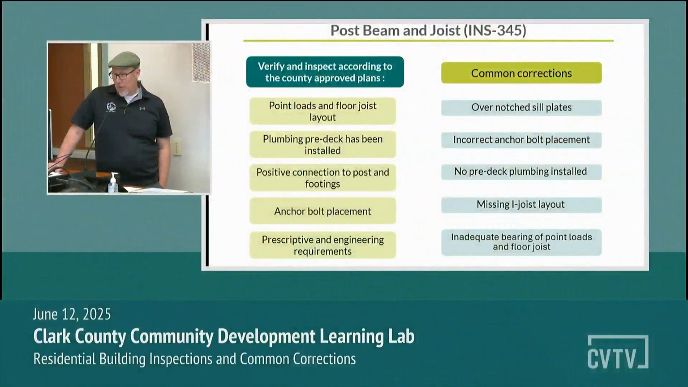We want to verify with that the plumbing has been supported properly, there's clean outs installed if required, and that it has proper slope. We're going to be looking for positive connections to the posts and footings, the anchor bolt placement, and this is based on either prescriptive or engineering. So for example, if it's supposed to be placed at 4 feet and it was placed at 6, then that would require more anchor bolts being placed. And then we're going to review any prescriptive and engineering requirements. Some of the common corrections that we'll find would be an overnotched sill plate.